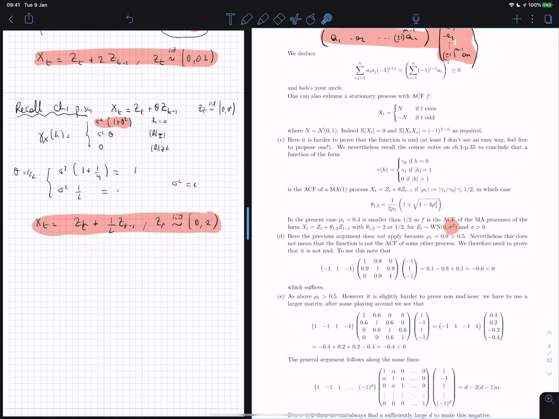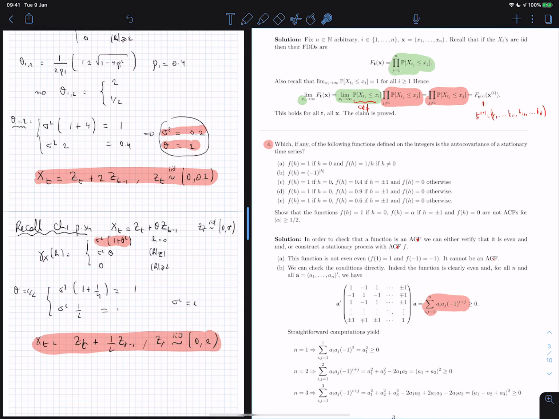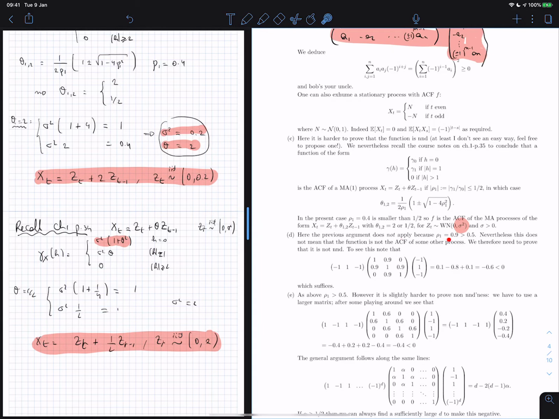So the previous argument. Now we have rho 1, which is 0.9. So we cannot apply the result from the course, because it only applies if rho 1 is less than 0.5. Therefore, the function is not the ACF of a moving average process of the form given by example 1.39, but that does not mean that it's not the autocovariance function of some other process, at least not for the moment.